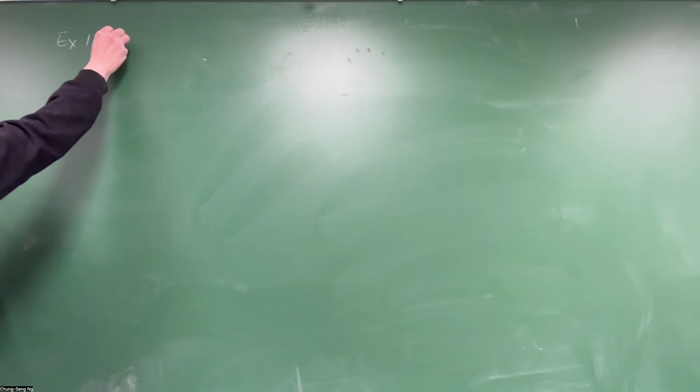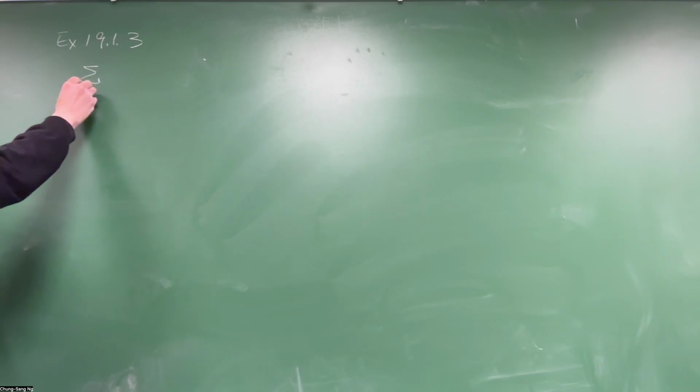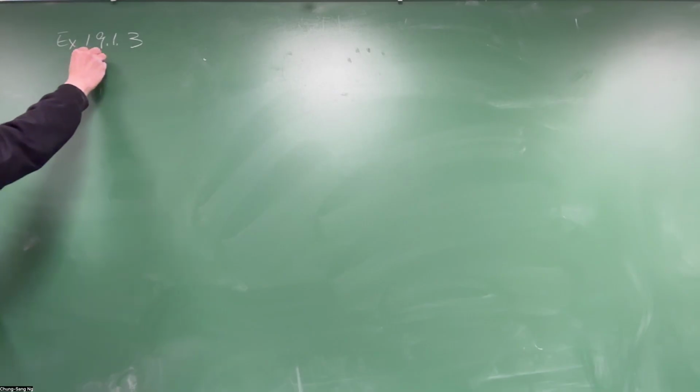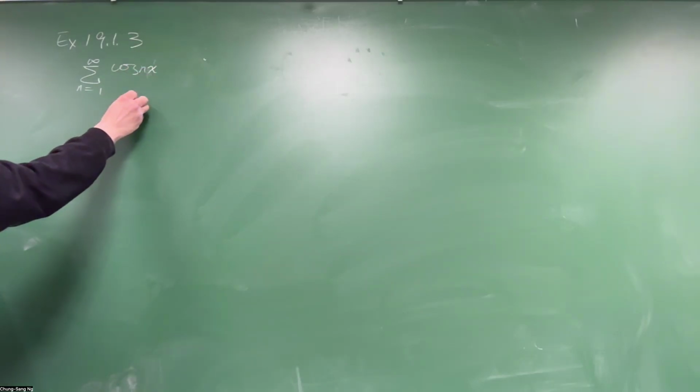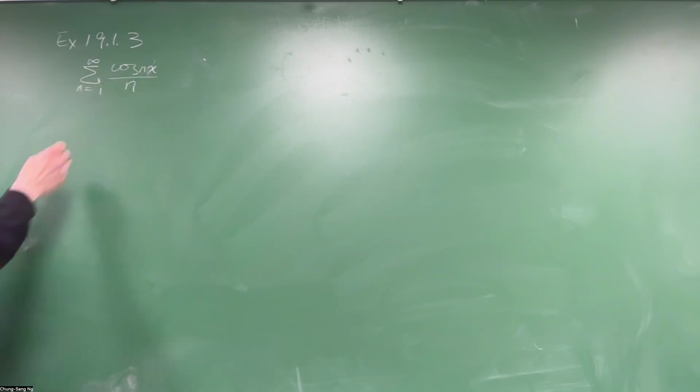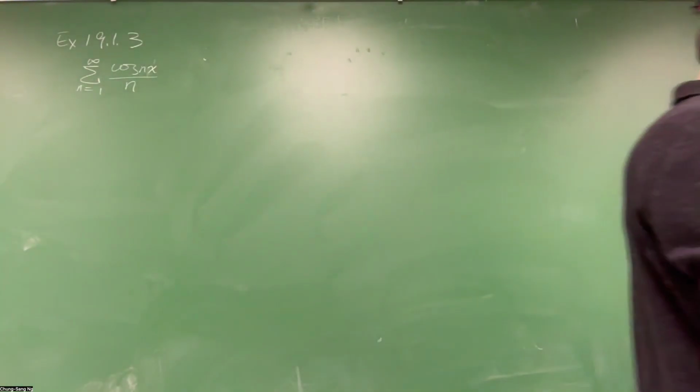The example for this last topic, 19.1.3. You want to sum over this. Say you have a sum with cosine of n x over n. Right? You want to do a sum.